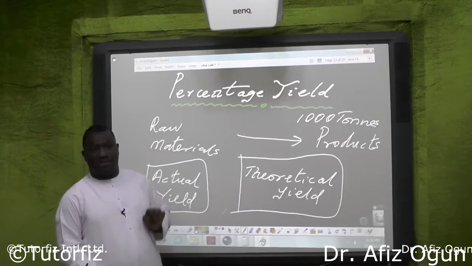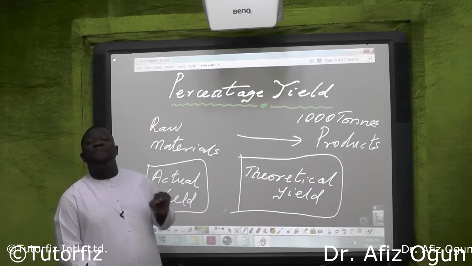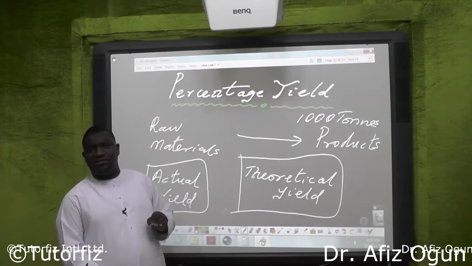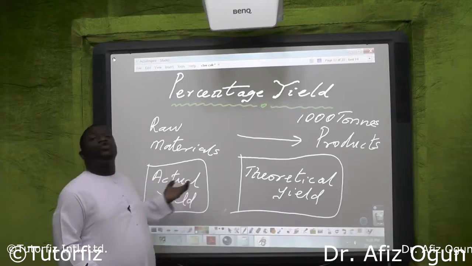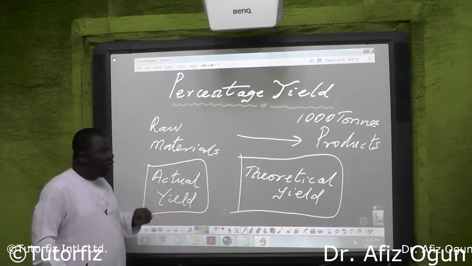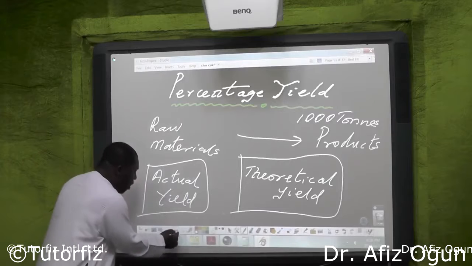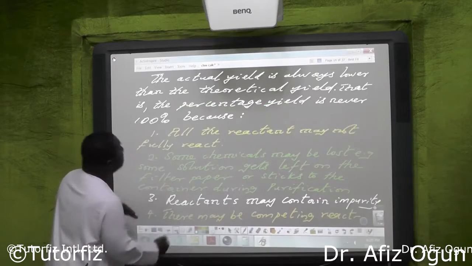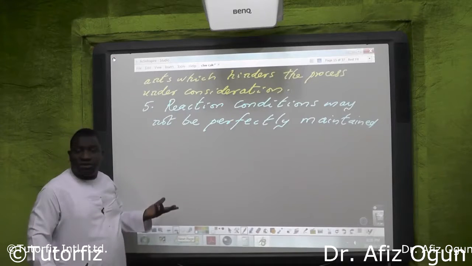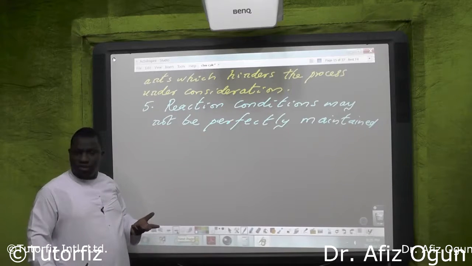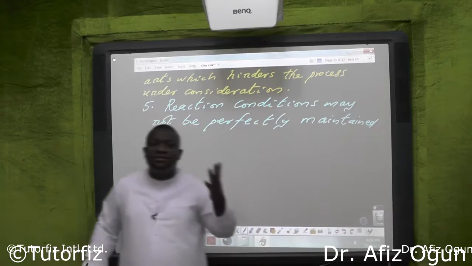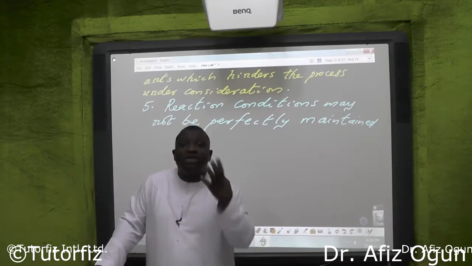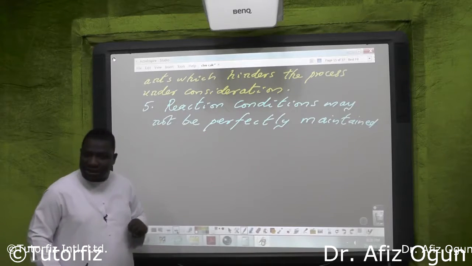It is called theoretical yield. But what we are going to get is surely going to be lower than the theoretical yield. It is called actual yield. What will we get? It will surely be lower because of this, and some other factors that you can think about depending on your industry. So our actual yield is going to be lower than our theoretical yield.